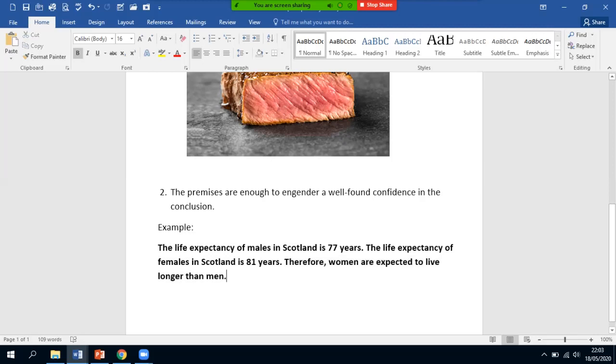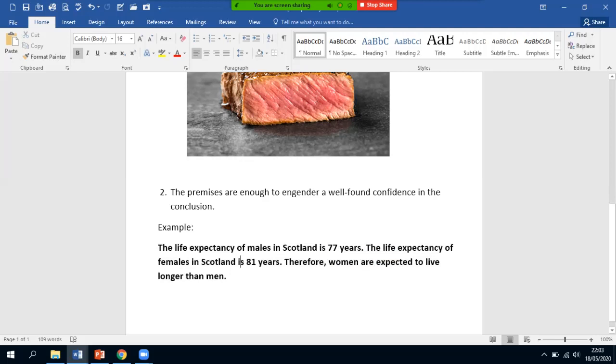In this case, they're very relevant because the conclusion is looking at, therefore, women are expected to live longer than men. If all we have is the fact that females in Scotland are expected to live to 81 years, we can't really draw this conclusion strongly. Putting these two premises together, here and here, makes both of these premises relevant because they support one another to draw this conclusion here. So we've got two very relevant premises, and if you research it you can establish the accuracy of them.